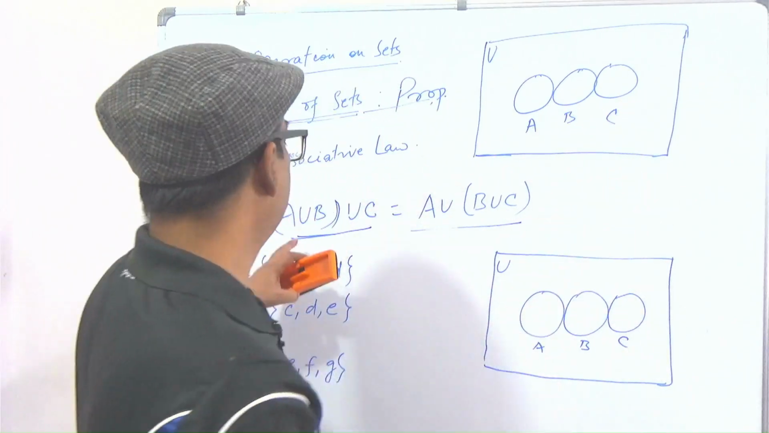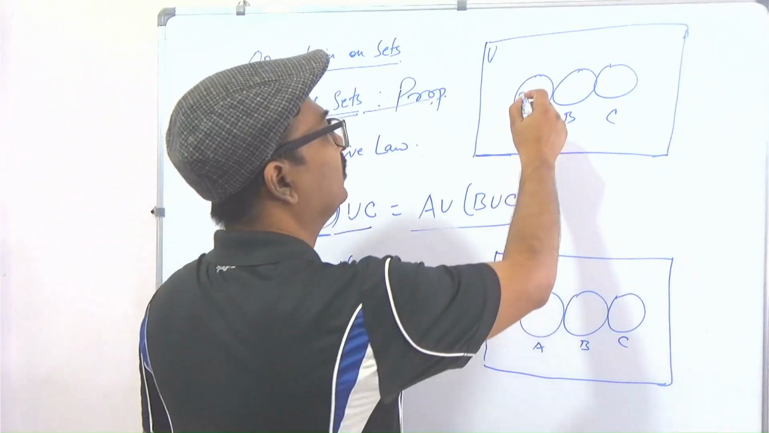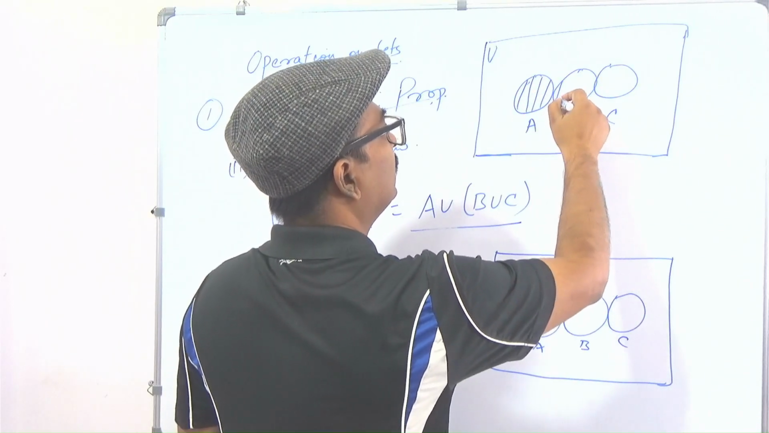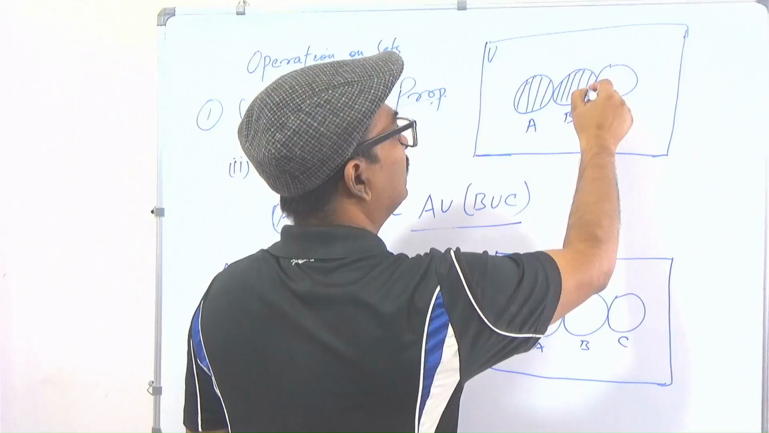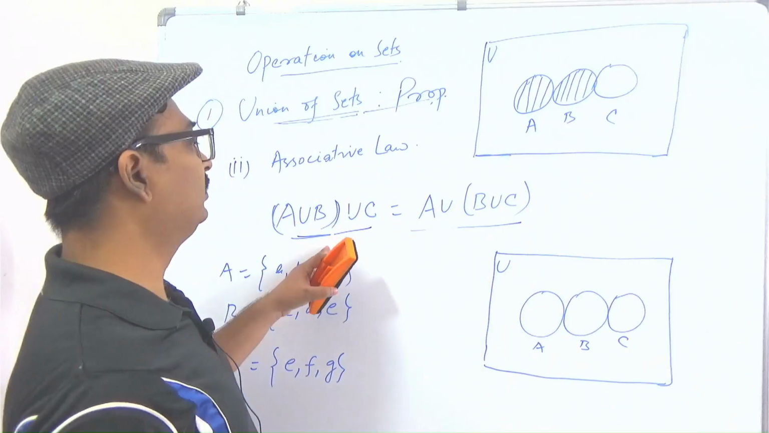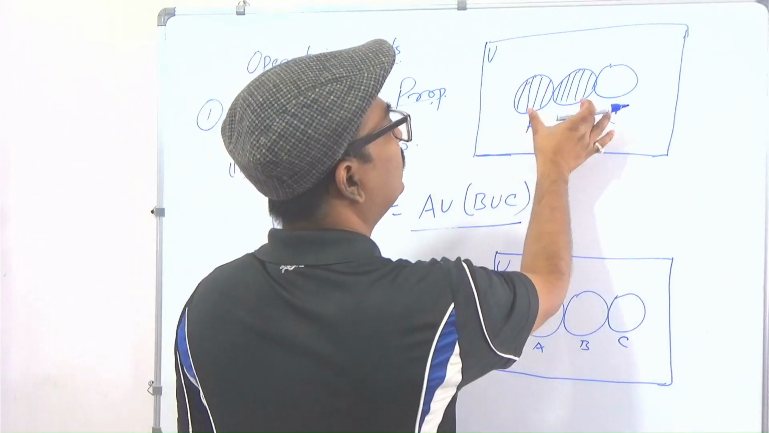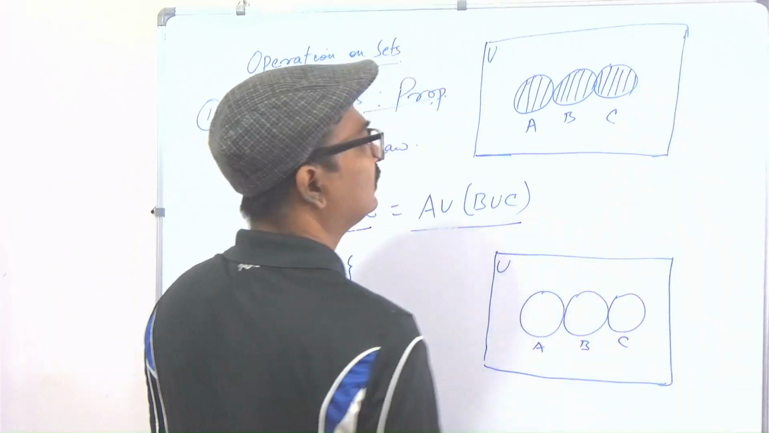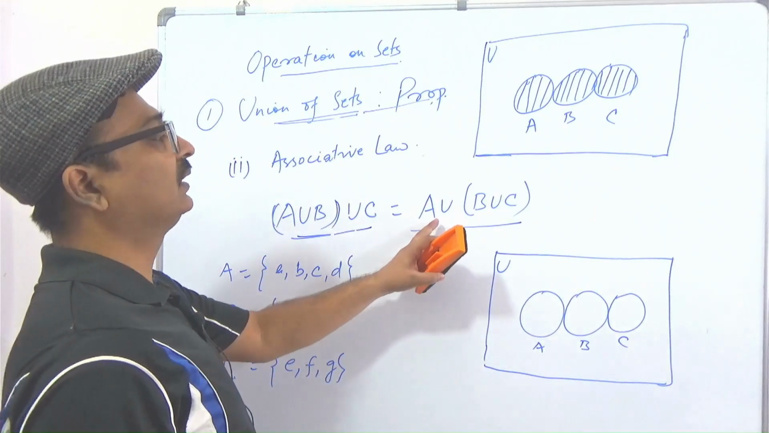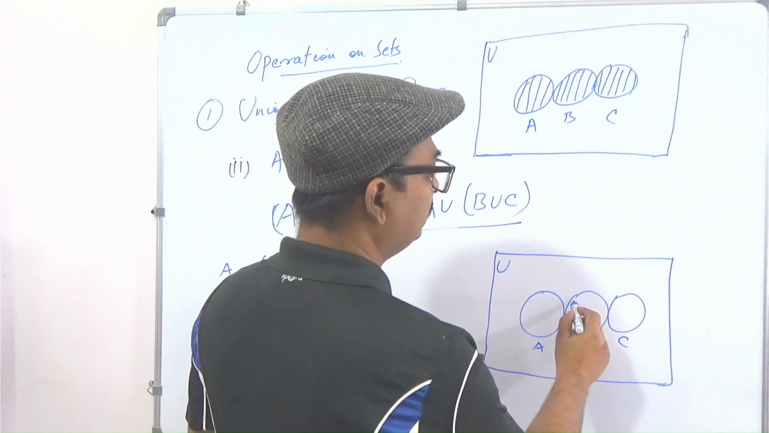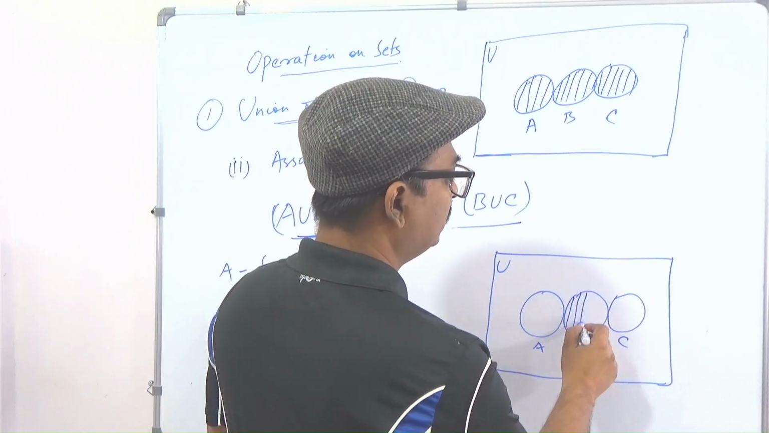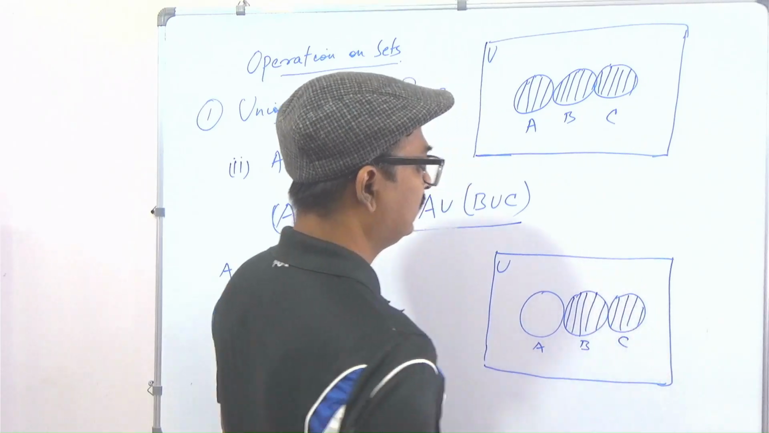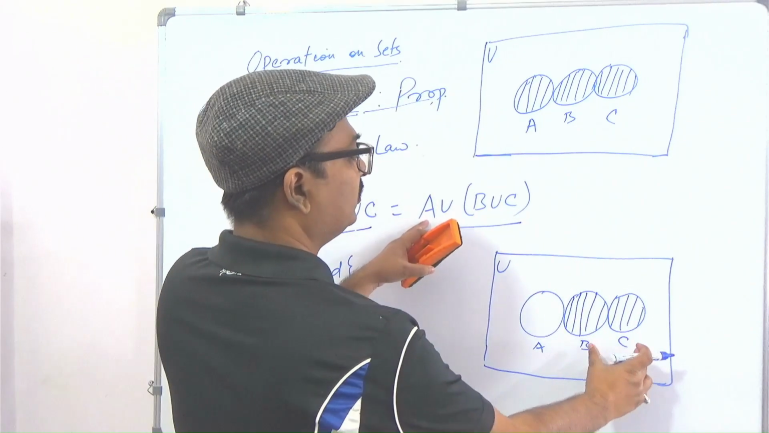So first, A union B. What is A union B? A union B is this one. So A union B, and union C. This union C, so this will be this. Second part, B union C. B union C is this. And A union B union C.